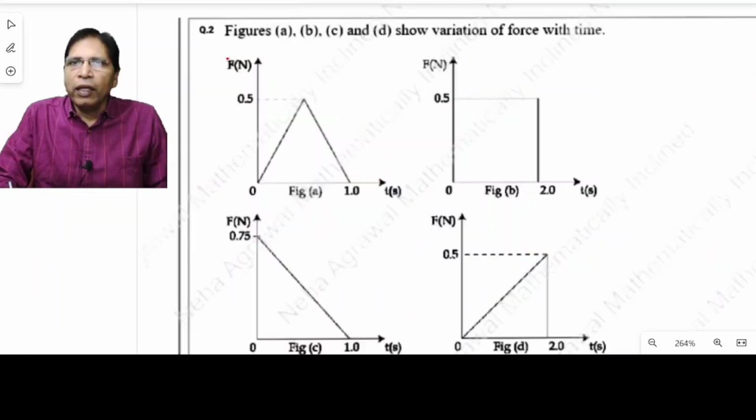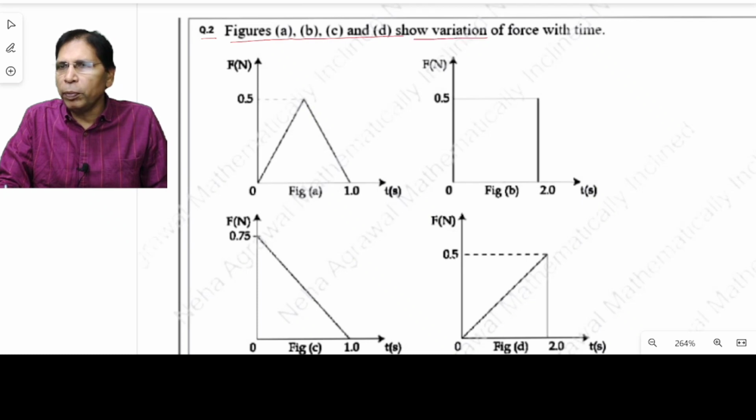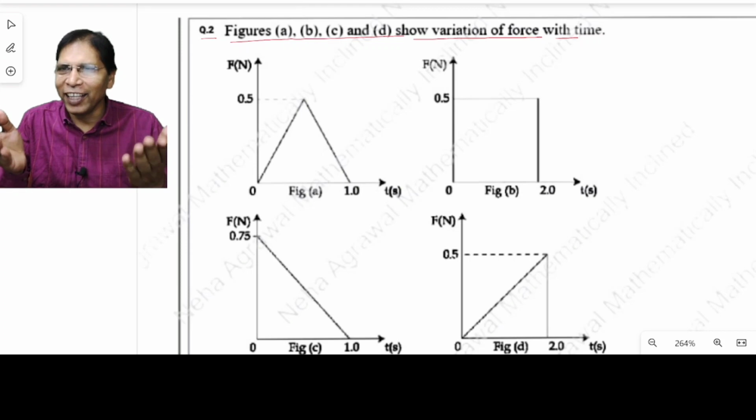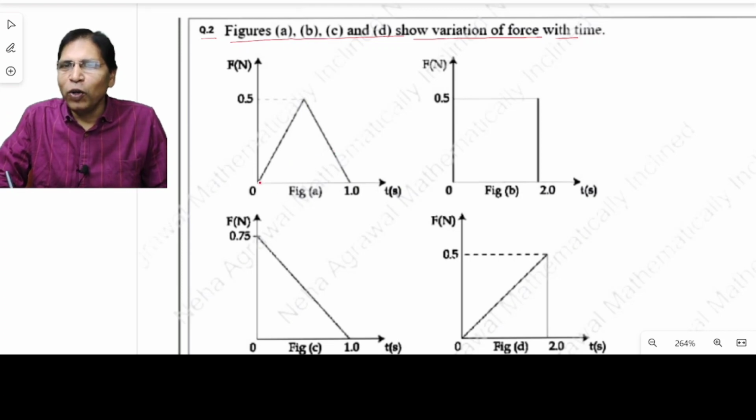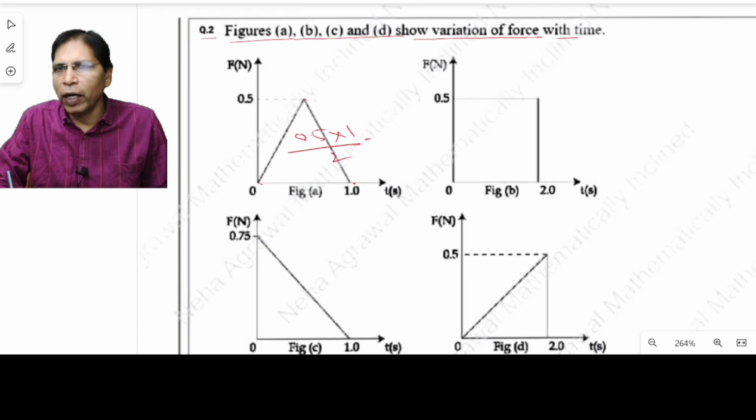Okay. Next, question number 2. Figures A, B, C, D show the variation of force with time. We have to calculate the highest impulse. Here, force acting at t equals 0 seconds, maximum at this point and again 0 at t equals 1 second. So area of this graph is 0.5 into 1 by 2, so this is 1/4 newton second. So impulse in this graph is 1/4 newton second.